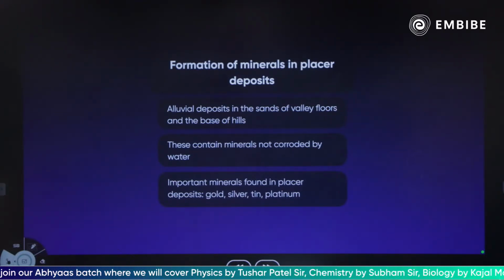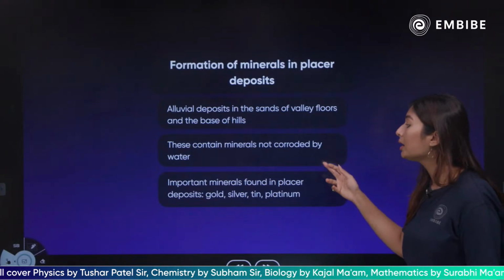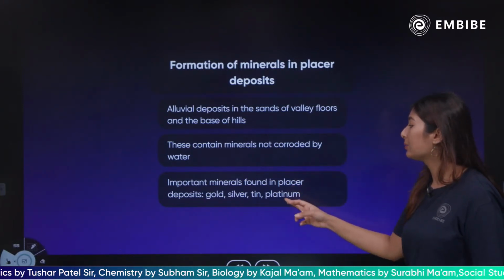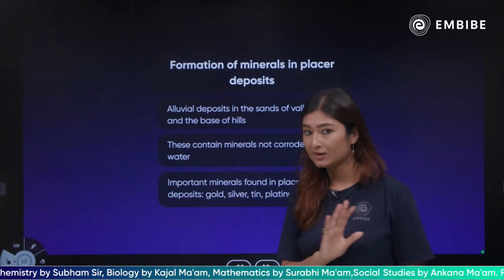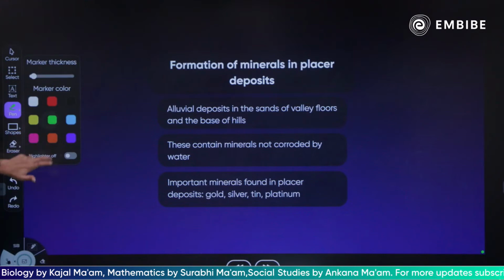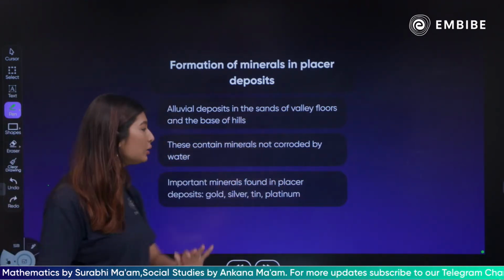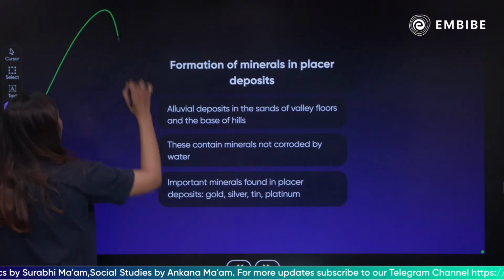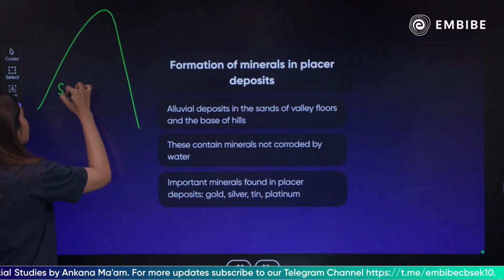So, alluvial deposits in the sand of valley floors and the base of hills, these contain minerals not corroded by water. Important minerals found in placer deposits: gold, silver, tin, platinum. इसको समझते हैं. Let's understand this. Have you seen Himalayas? I mean, not in person, but where it is. We know where Himalayas are. तो ये Himalayas है. Himalayas क्या है? Sedimentary rocks हैं.